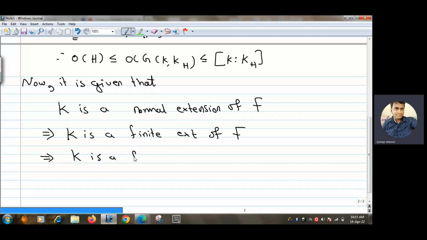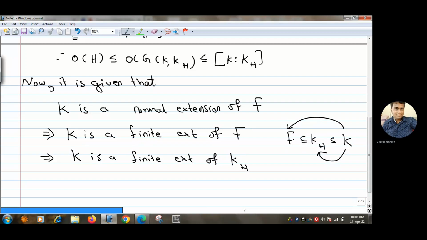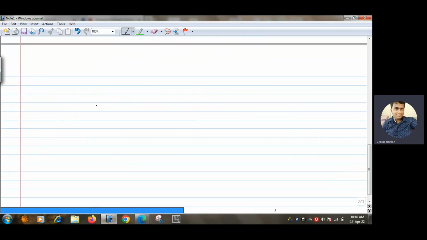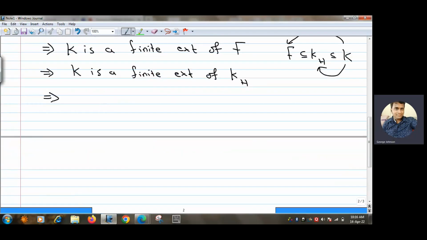In fact, I can say that K is also a finite extension of KH. That is also true because we know this relation, that F is a subset of KH is a subset of K. So because K is a finite extension of F, I can say that K is also a finite extension of KH, because the dimension of K over F is nothing but the dimension of K over KH times the dimension of KH over F. And because the dimension of K over F is finite, we have the dimension of K over KH is also finite. So K is a finite extension of KH, and hence we know that every finite extension is a simple extension. So I can say that K is a simple extension of KH.